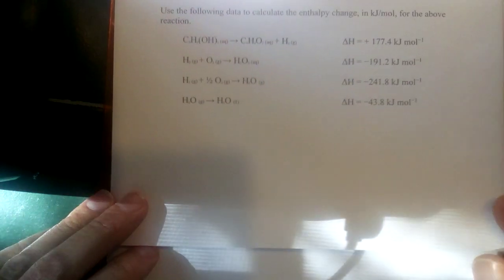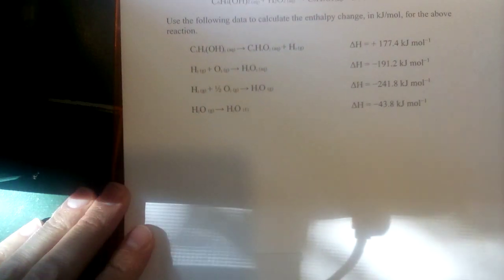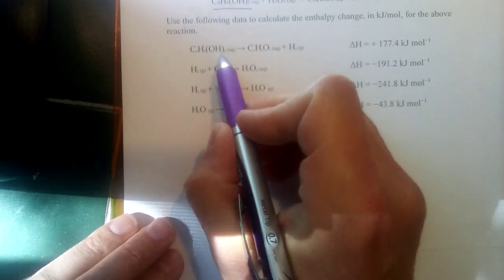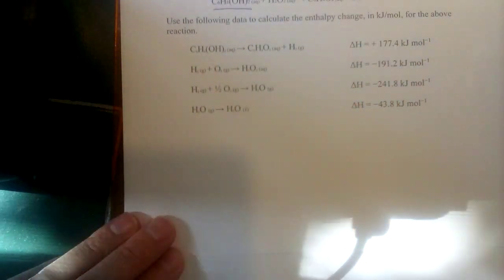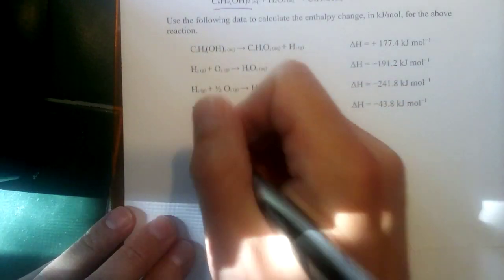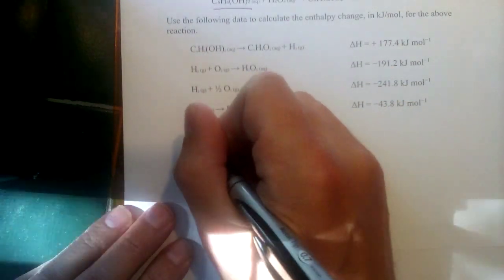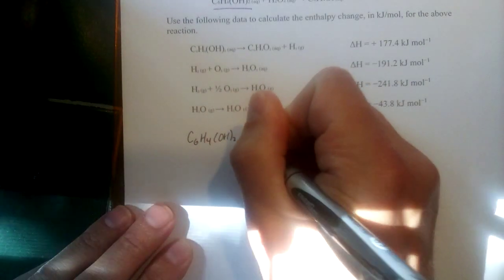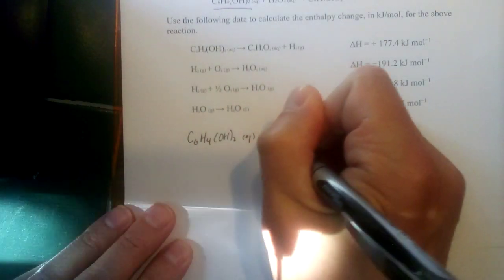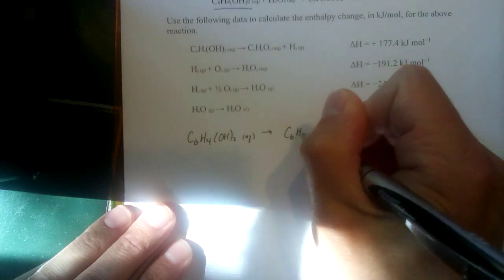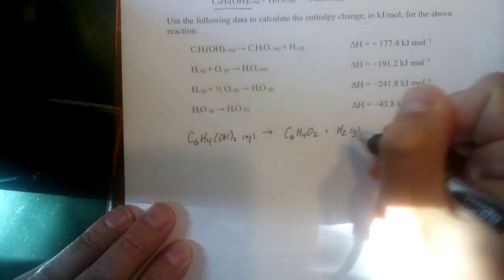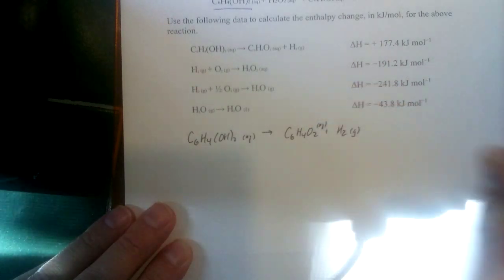Okay, so we're just going to put the pieces together. Let me start with the reactant here, C6H4(OH)2. That's right there, and that's perfect. It's 1 mole, and it's on the reactant side. So let's start with that equation. C6H4(OH)2 aqueous is going to go to C6H4O2 and some hydrogen gas. And that one was aqueous.